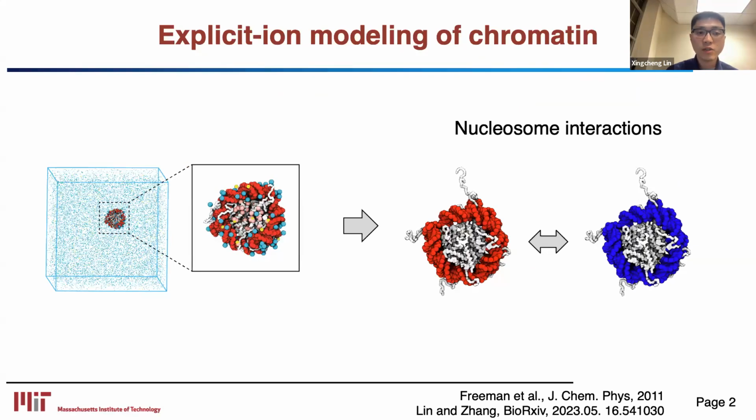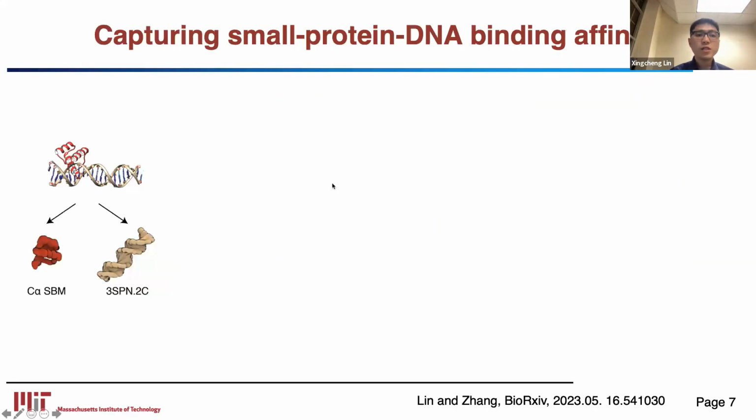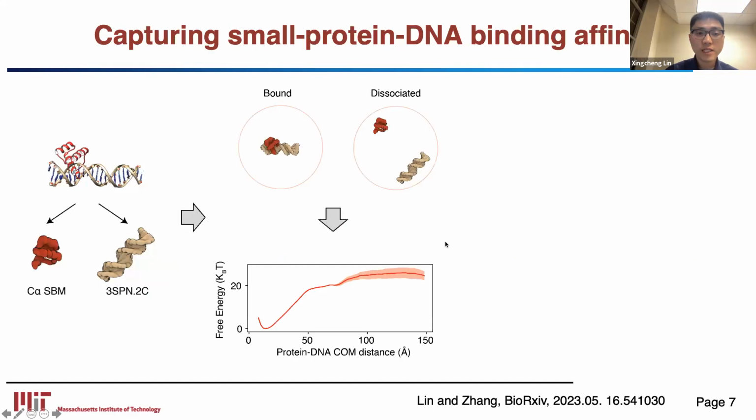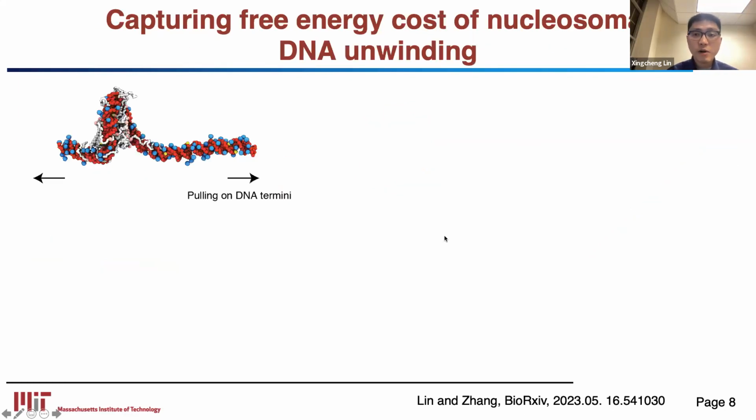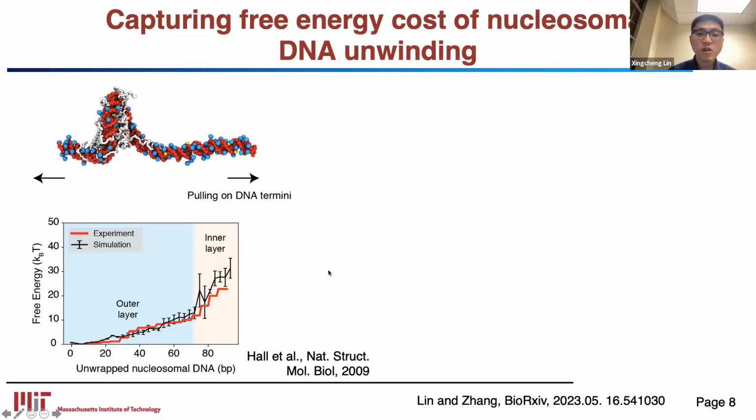In this model, the chromatin was simulated as a residue-resolution coarse-grained model, and the ions are introduced based on their concentration. First, we validate the model by measuring the DNA binding affinity for a series of protein-DNA complexes. And we find that the model can rigorously capture this protein-DNA binding affinity. And second, we validate the model by looking into the unwinding free energy of a single nucleosome. And we find that the model can not only quantitatively reproduce the unwinding free energies of the outer layer DNA, but also inner layer DNA.